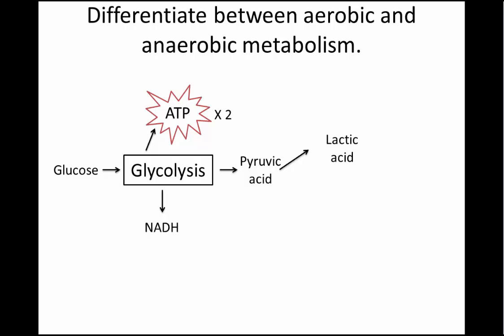Under normal conditions, lactic acid, once we move to aerobic metabolism, can be reconverted into pyruvic acid, and then the pyruvic acid can enter into the Krebs cycle and the original aerobic metabolism can occur.